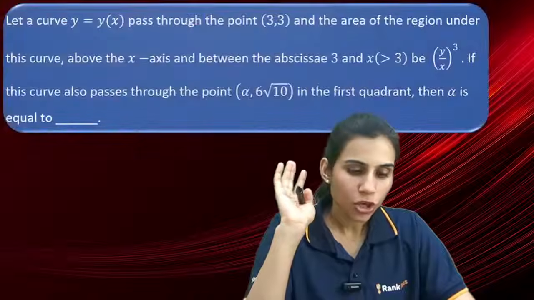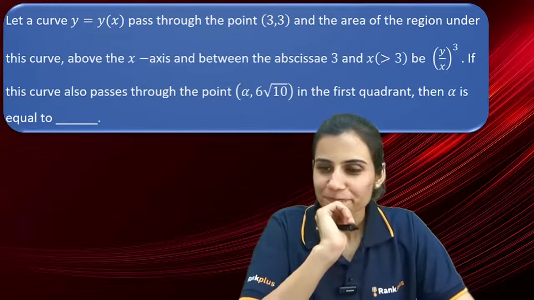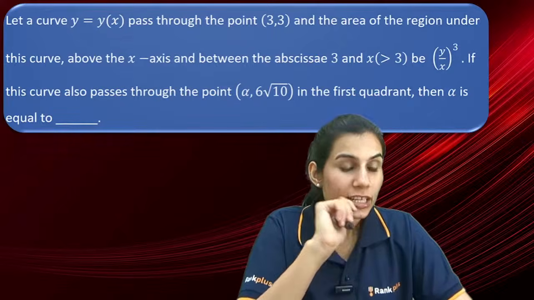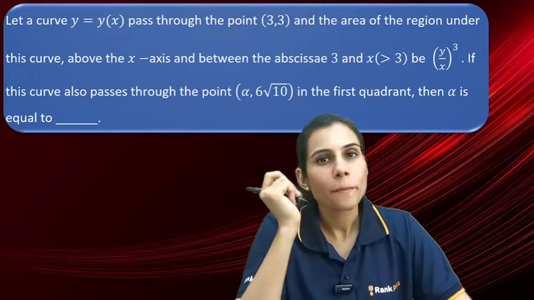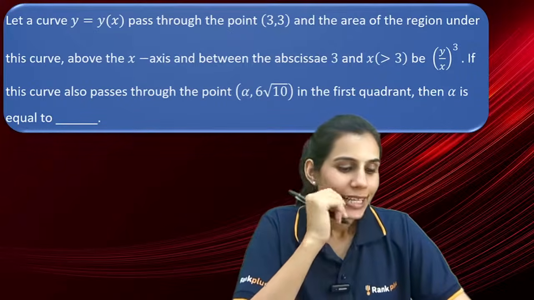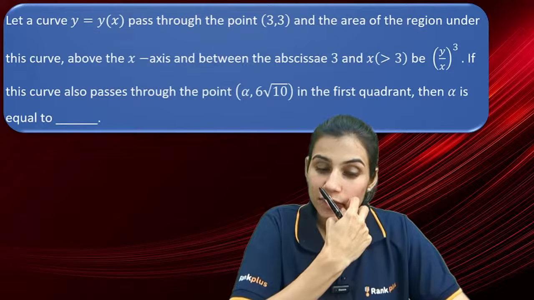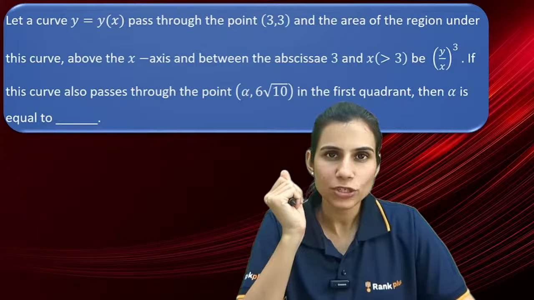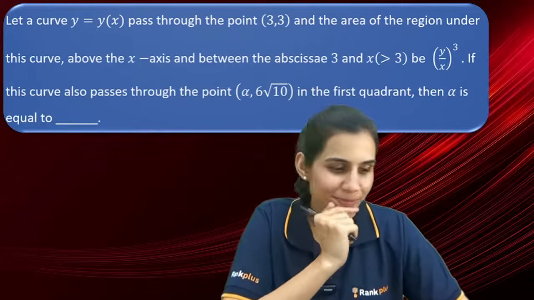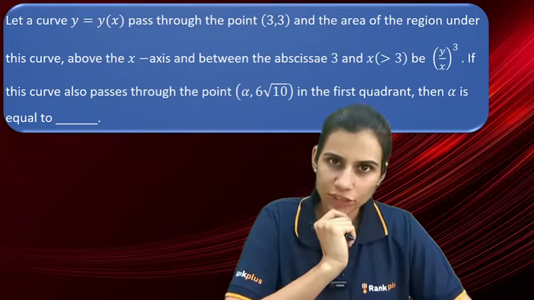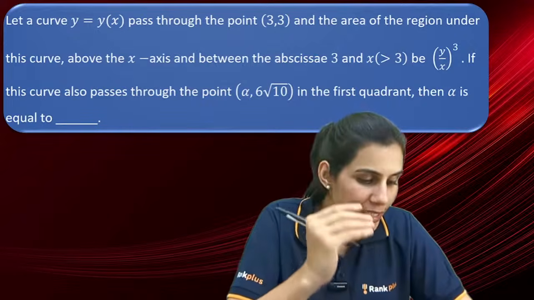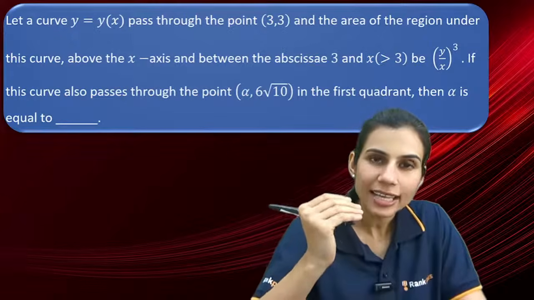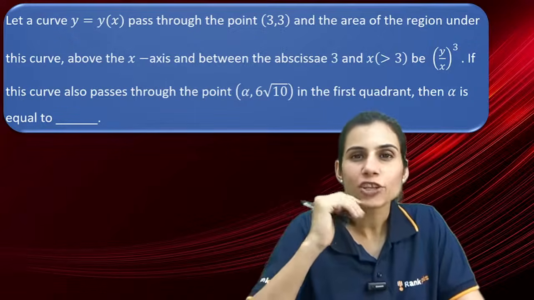Okay, now come to this question. It is first of all a very beautiful question and a non-standard question from area under curve. It will look like a question on area under curve, but actually it is not. And that is why it's a beautiful, pretty different question from area under curves. Let's see, a curve passes through the point 3, 3. Area of the region under this curve above the x-axis and between the abscissas 3 and x, which is greater than 3, be y cube by x cube.